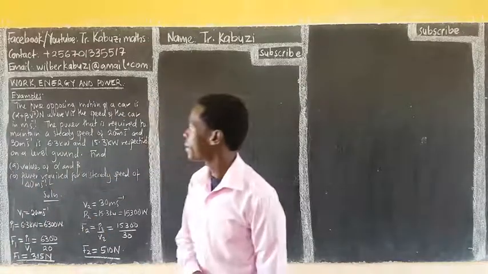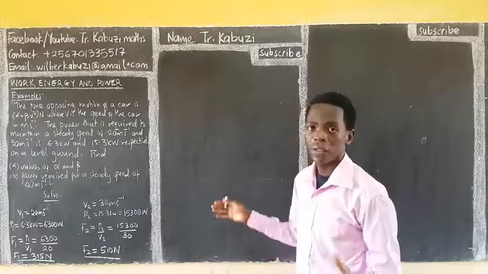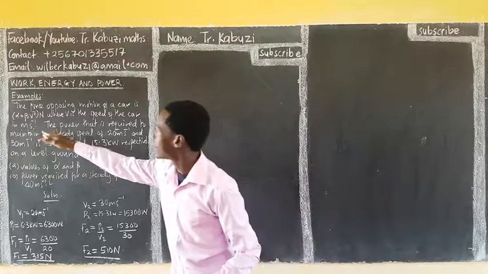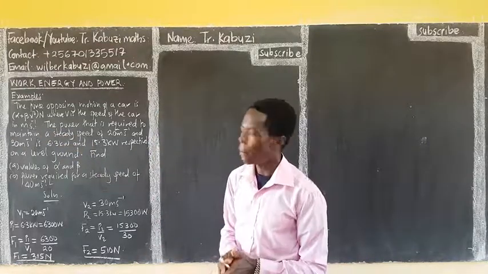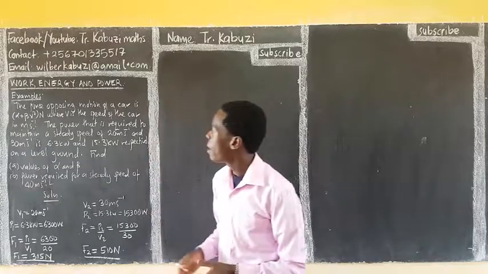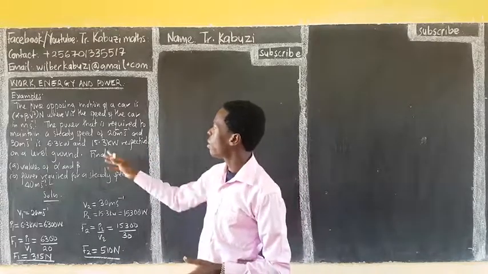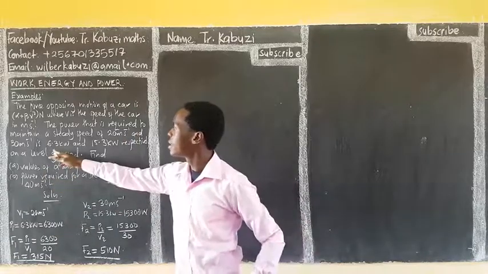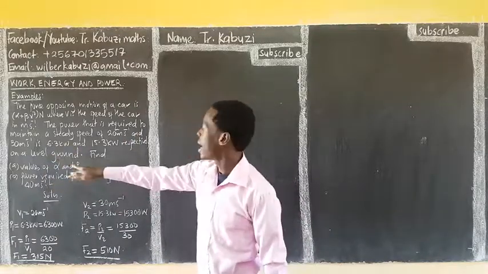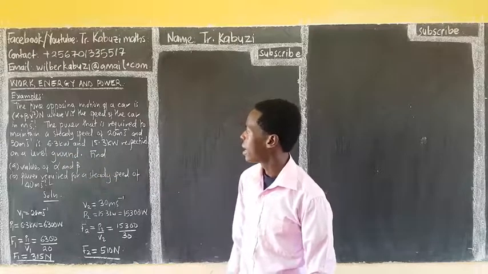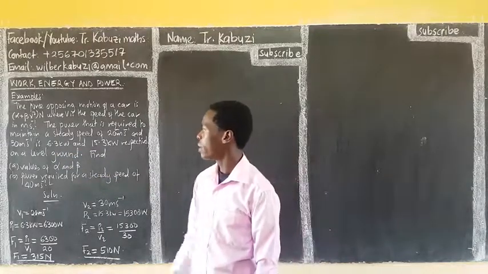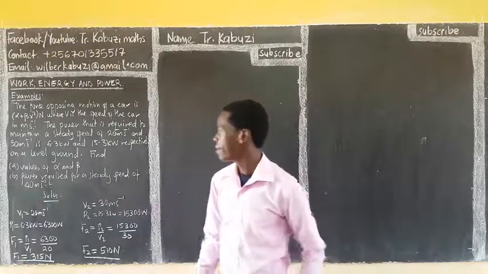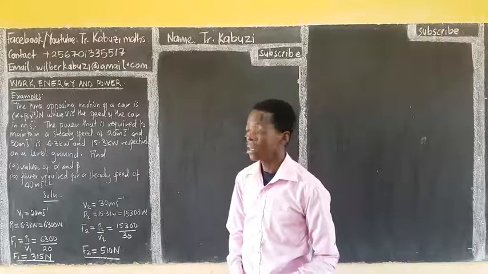Okay, now members, let us focus on this question. It is still about power. The force opposing motion of a car is (alpha + beta V squared) Newtons, where V is the speed of the car in meters per second. The power required to maintain a steady speed of 20 meters per second and 30 meters per second is 6.3 kilowatts and 15.3 kilowatts respectively on level ground. Part A: find the values of alpha and beta. Part B: find the power required for a steady speed of 40 meters per second.